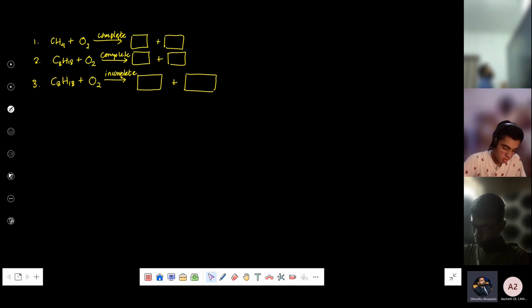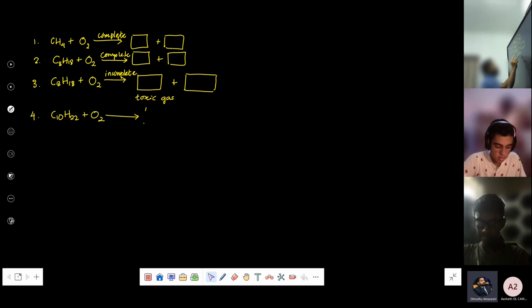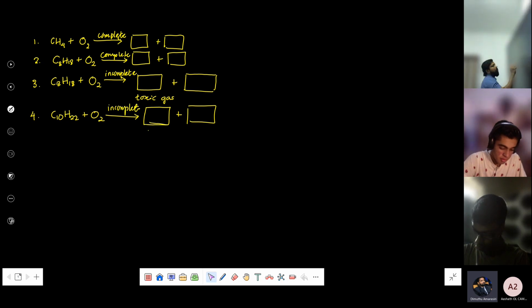It really worked. Right, incomplete combustion producing a toxic gas. You need to complete this. And suppose C10H22 you are burning and you get two products, right? It's also incomplete combustion. And this is a black solid. You have to complete this reaction.